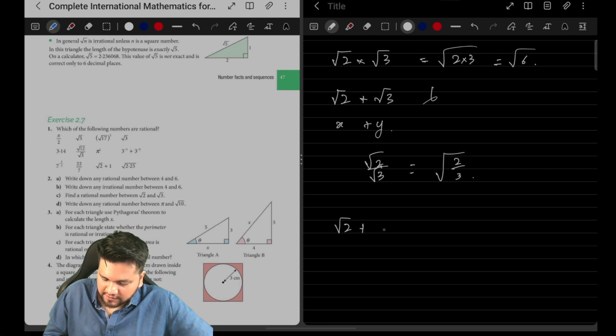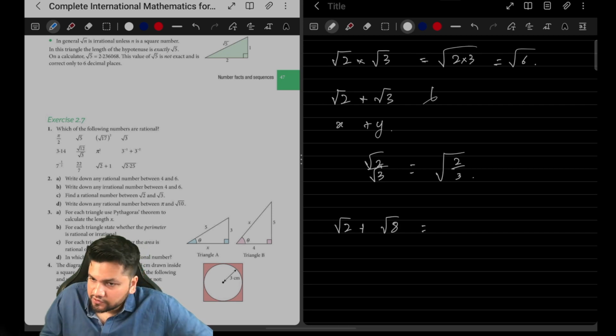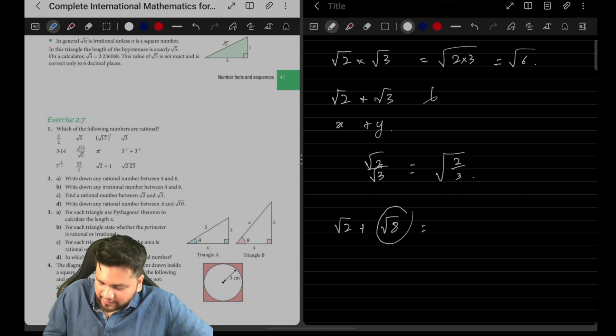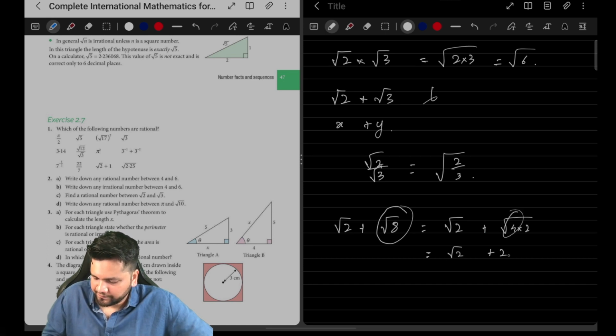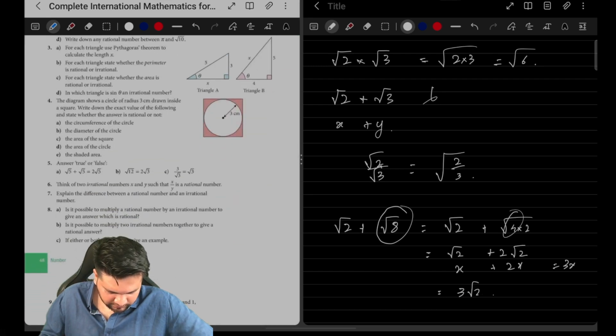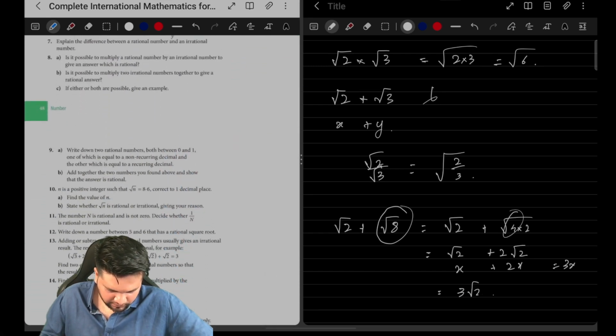Then when it comes to addition, for example, if I have root 2 plus root 8, I can simplify this root 8. This root 2 cannot be simplified, but this can be written as root 4 into 2. Now square root of 4 is nothing but 2, so it's going to be root 2 plus 2 root 2, which is like x plus 2x, and that is nothing but 3x, so it's going to be 3 root 2.